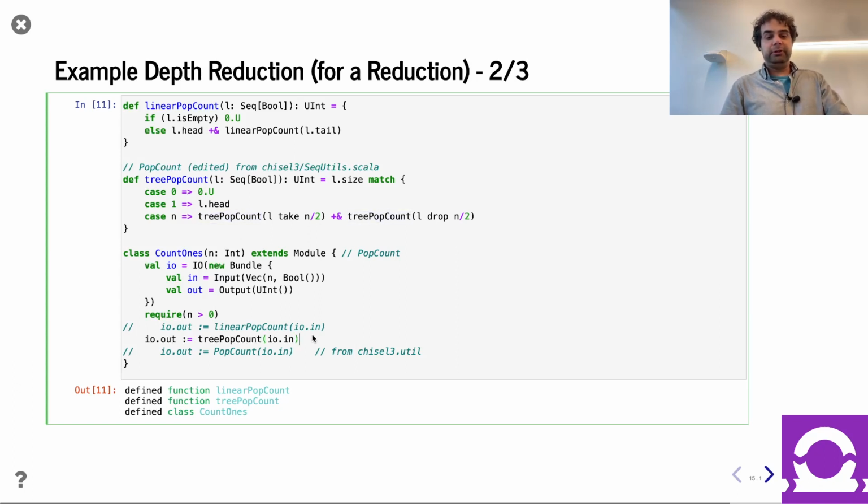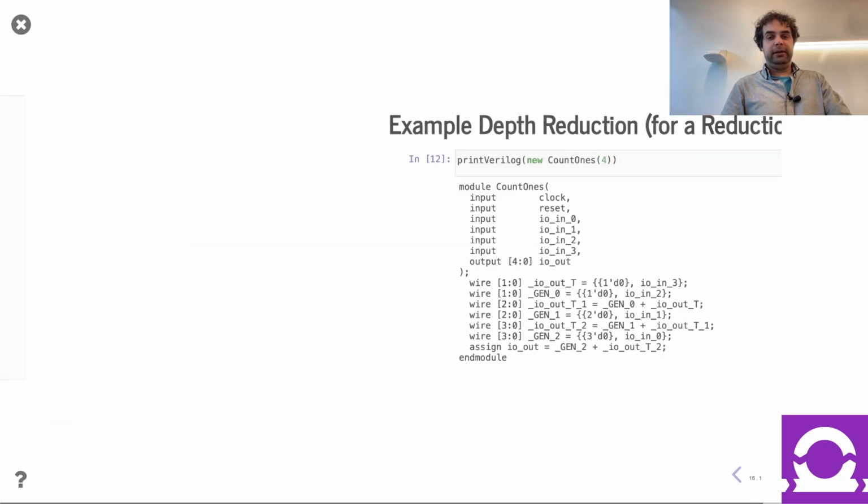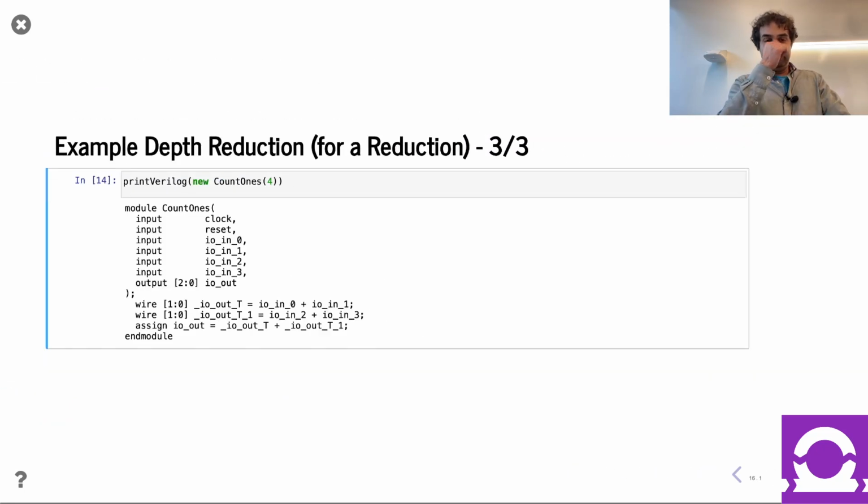So we go ahead and try the tree pop count. Let's see how this maps out. And guess what? Like we hoped, we have the first layer, these two things. They're both 2 bits. And then the final result is now only going to be 3 bits, because we're not having those extra bits we were just talking about. Cool.